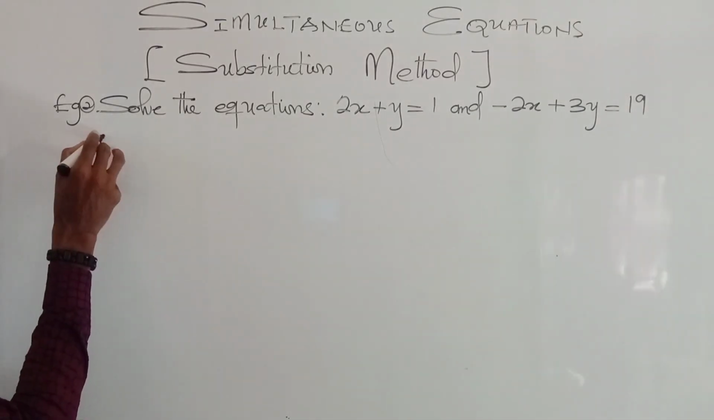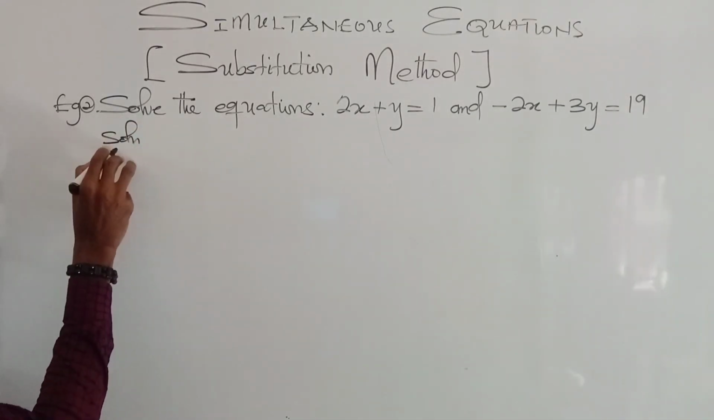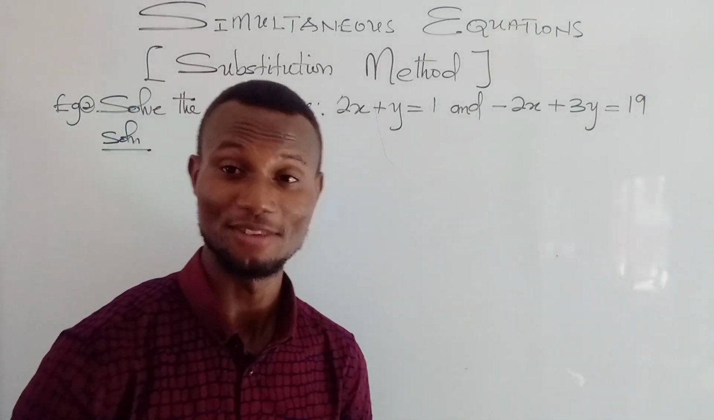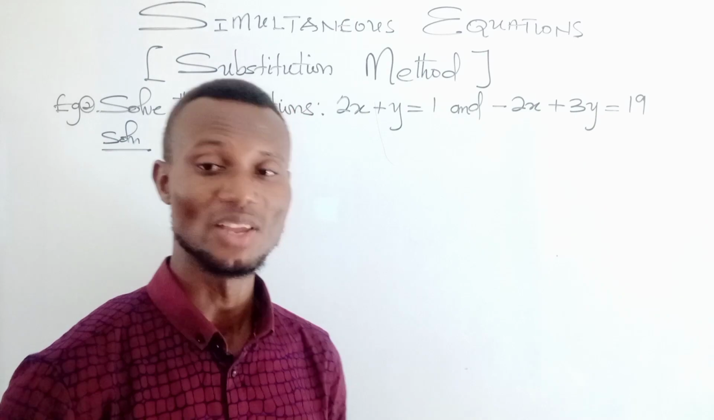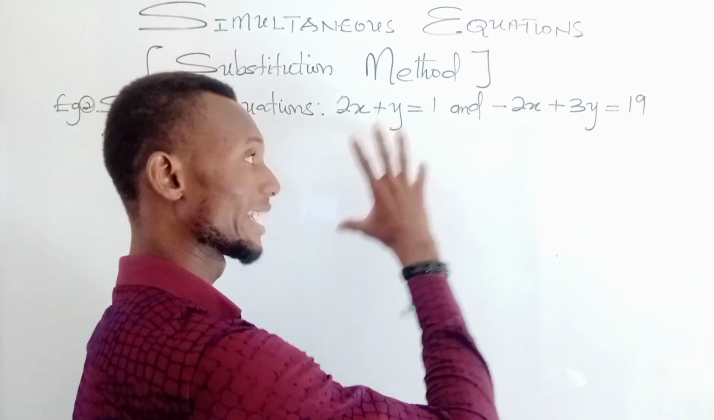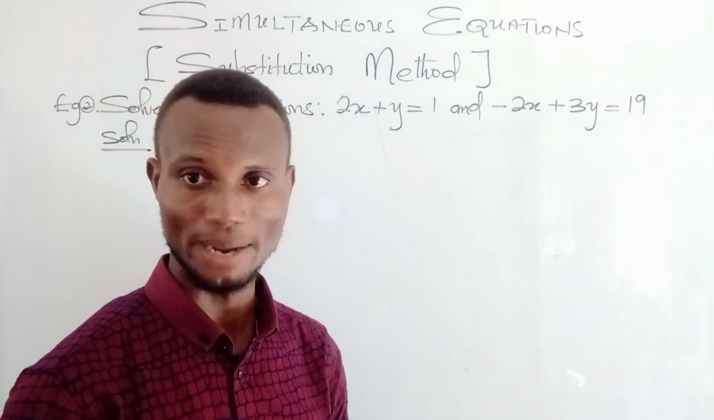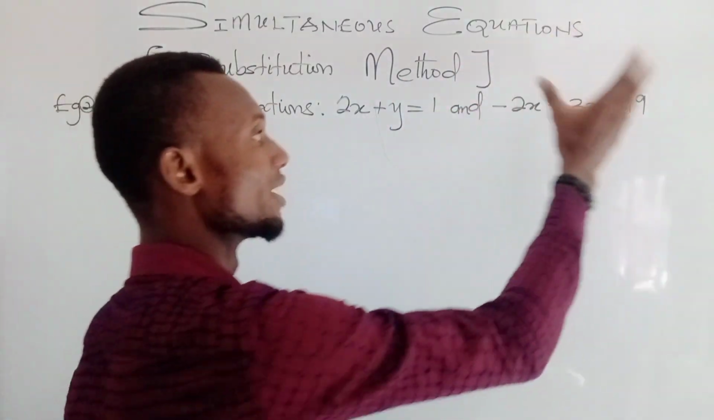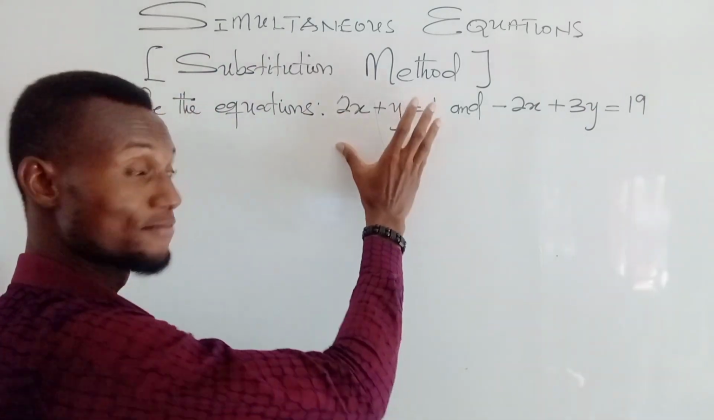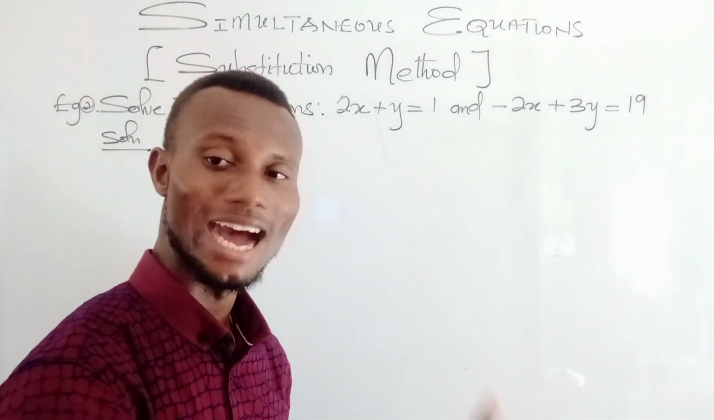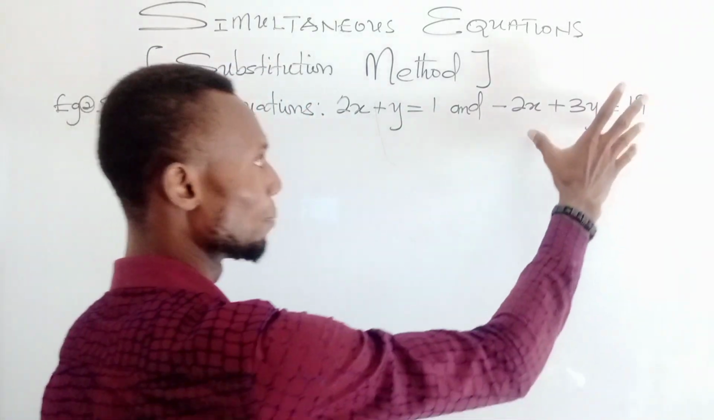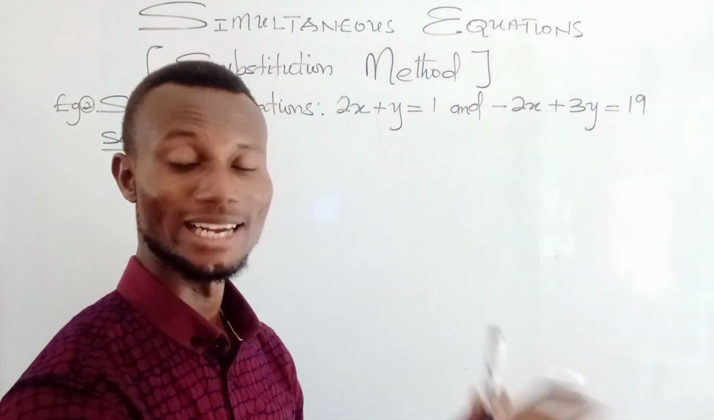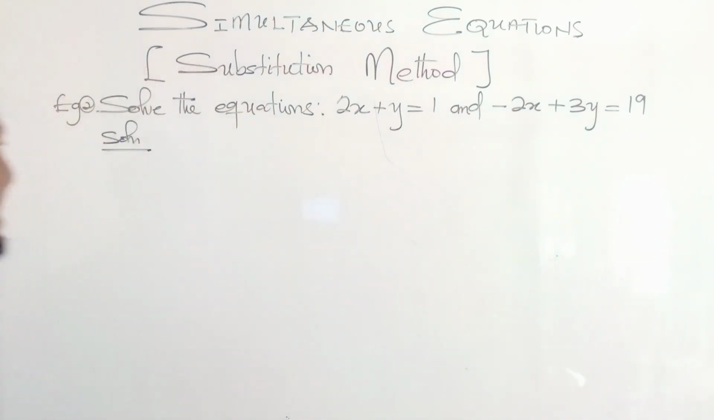I'm going to write down my solution, and we are going to label our equations. I've explained from the first video that the first step is to pick the equations given and label them. You have two equations: the first equation and the second equation. I'll label the first as equation 1, then I'll label the second as equation 2. That's the first step.